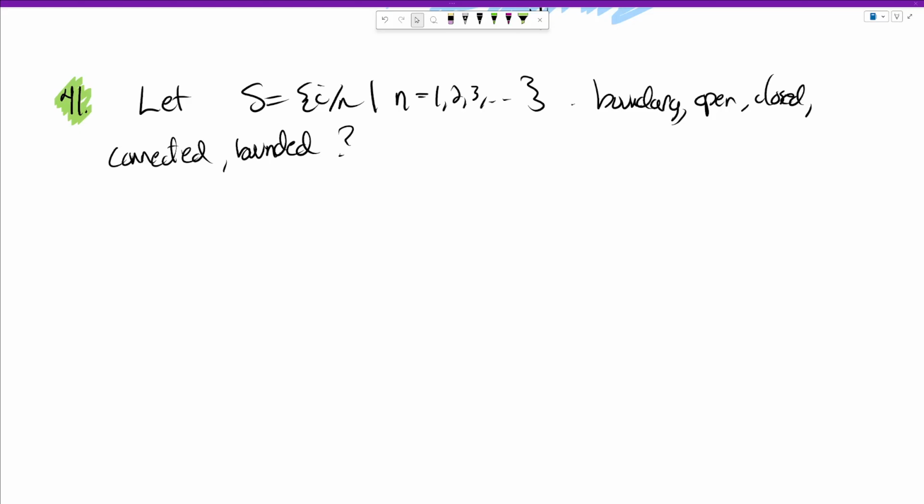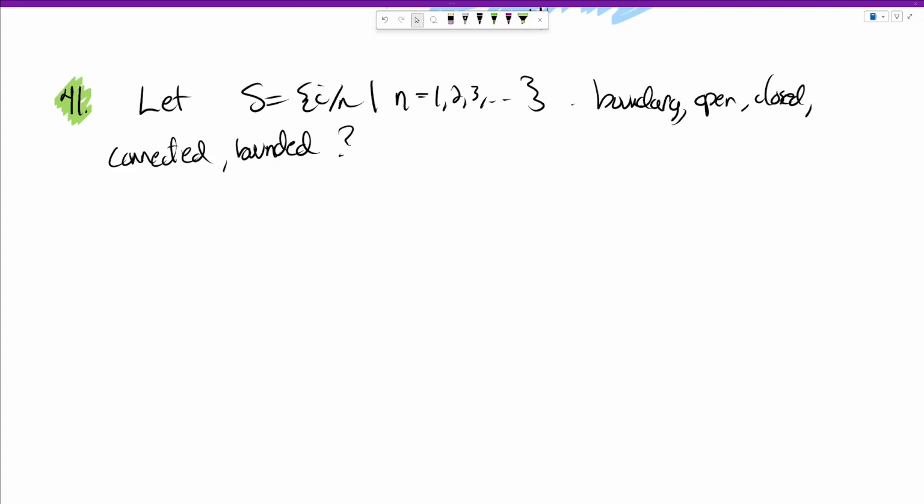In 41, we're going to look at a discrete set, or it's not quite a discrete set, but we're going to look at an infinite collection of points that have an accumulation point somewhere, and we're going to try to see to what extent this terminology that we're learning, boundary, open, closed, connected, and bounded, applies to the set S. So let's first get an idea of what S is.